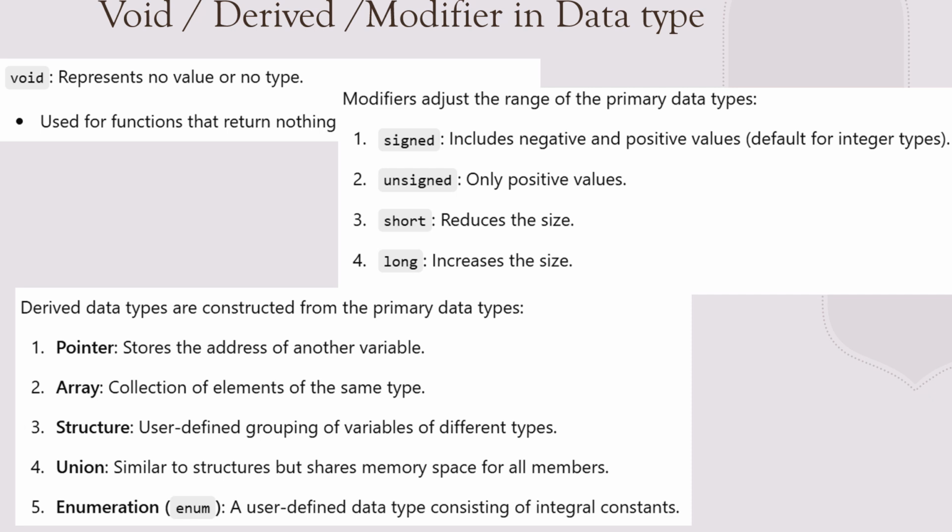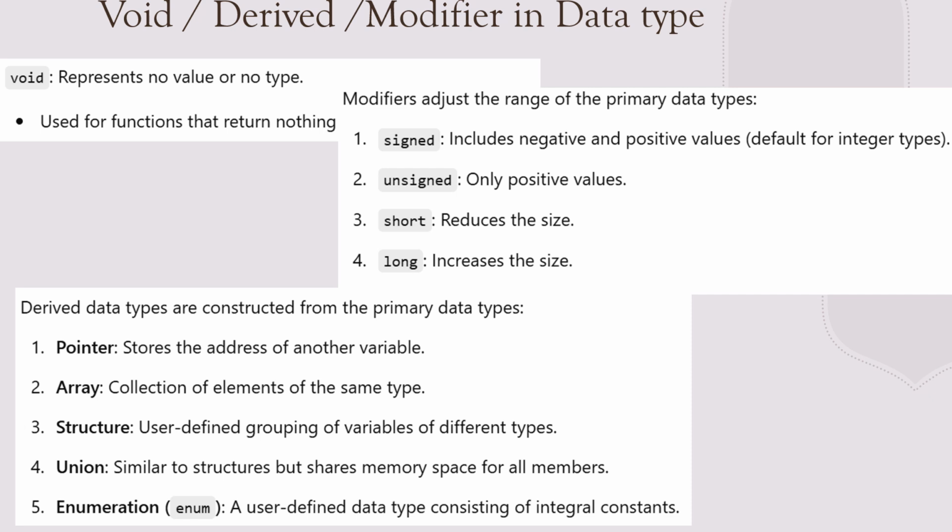And we do have the derived data types. So pointers, what do you mean by pointer? It stores the address of another variable. And here we have the array concept. What is an array? It is a collection of elements of the same data type. So the matrix and all, we use it with arrays. The structure and union, as of now, we don't have in your course. And then we have the enumeration derived data type. It is a user-defined data type which consists of integral constants.